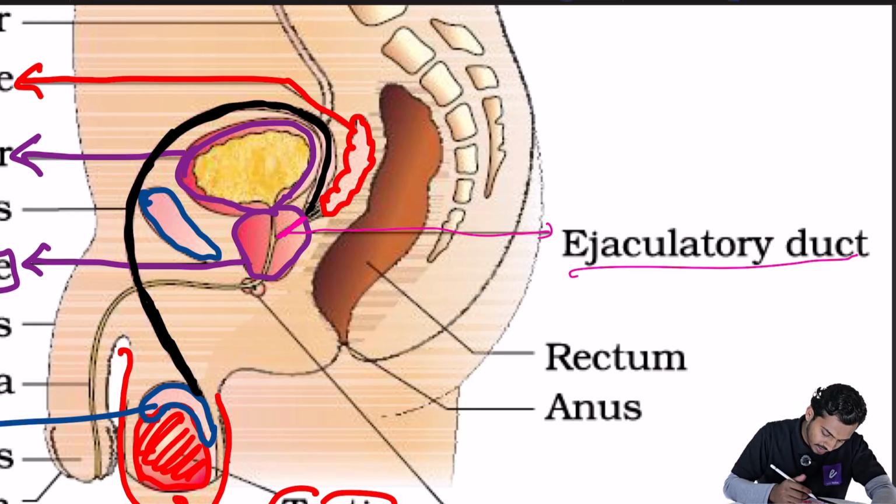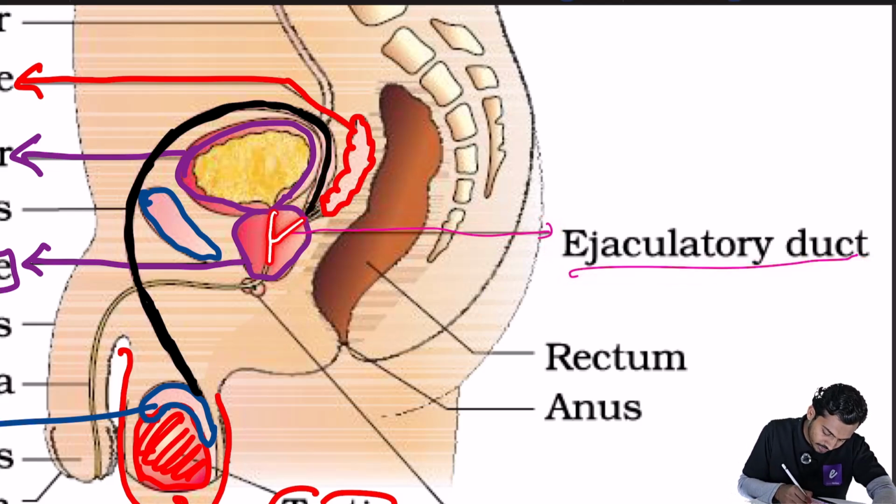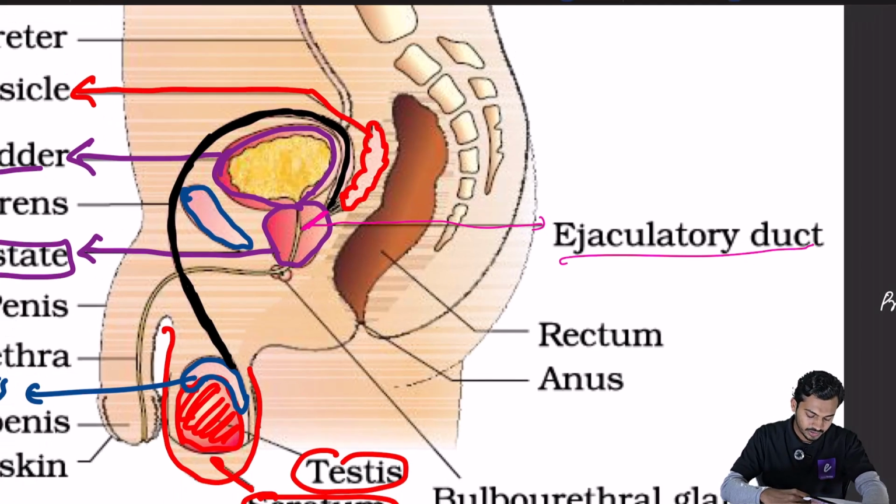So दोस्तों, behind the urinary bladder, so this is the urinary bladder. Behind the urinary bladder, what happens? Vas deferens will join. So this is the vas deferens. It will join with the duct of seminal vesicle gland and it will form a common duct. This common duct is called the ejaculatory duct. Ejaculatory duct, it will go and it will open into the urethra.